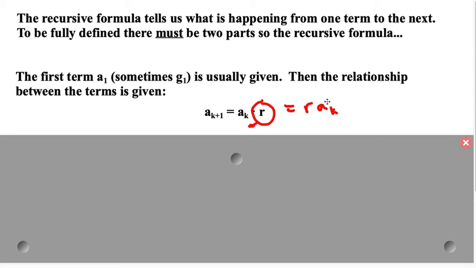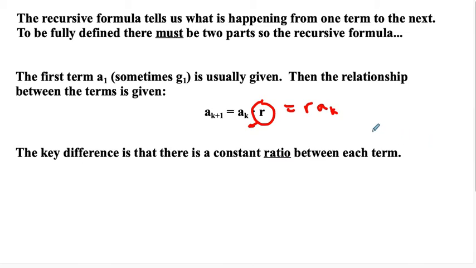Now I should probably point out at this point, you might be thinking to yourself, wait a second, we've seen something that multiplies every time when there's this constant ratio thing, which means we're multiplying by the same thing. That's exponential. So it turns out where arithmetic end up being linear, geometric end up being exponential equations.